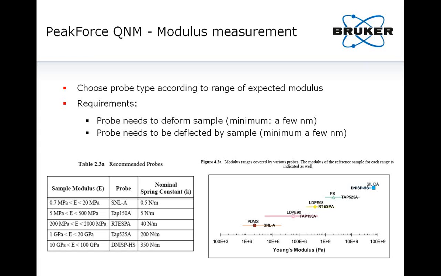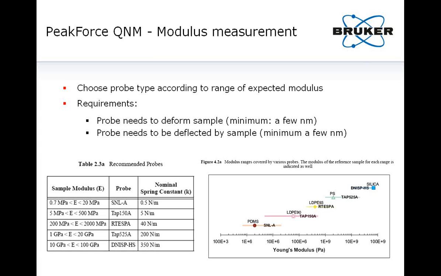probes at least. For instance, the ScanAssist air probes, which are 0.4 Newton per meter and a resonance frequency of 70 kilohertz. Also the ScanAssist fluid probes, which are slightly stiffer, 0.7 Newton per meter, with a resonance frequency of 150 kilohertz, and a typical nominal tip radius of 20 nanometers. We also developed ScanAssist fluid plus probes, which have the same characteristics, but are much sharper, 2 nanometers in tip radius.